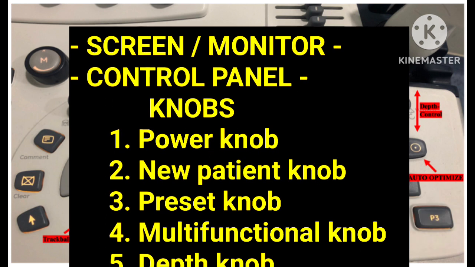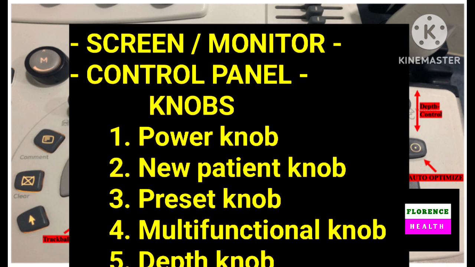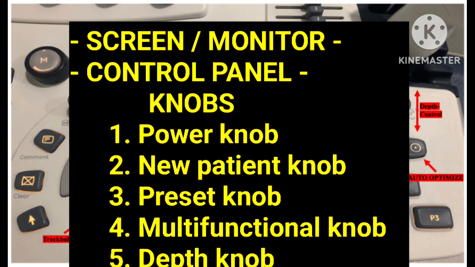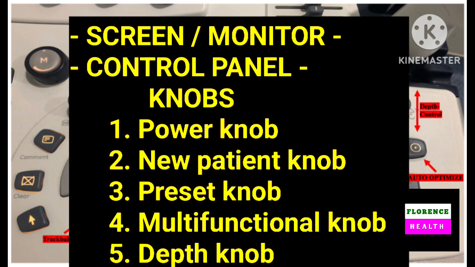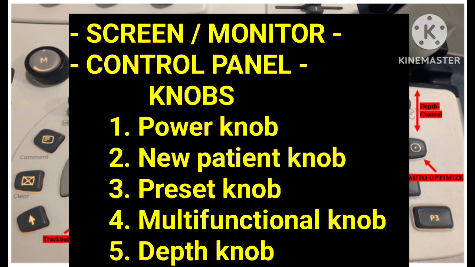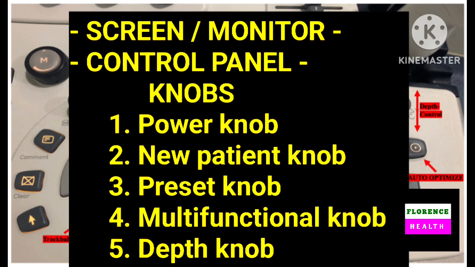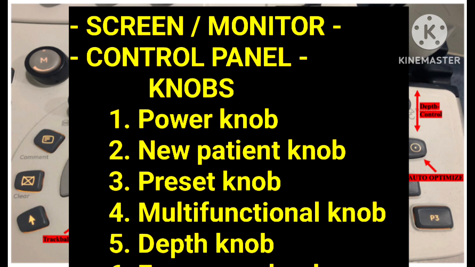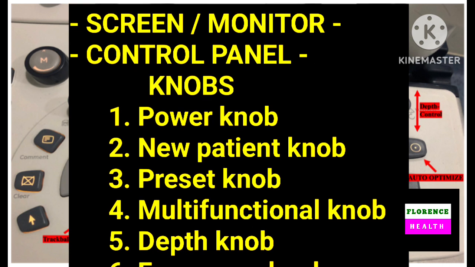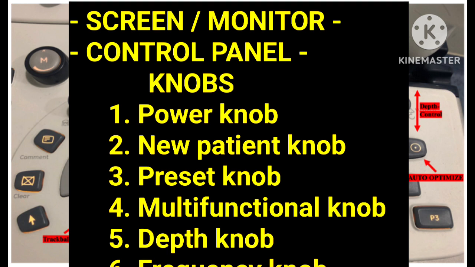Another knob is the frequency knob. Frequency knob is the first knob to use after selection of the probe; you should adjust the frequency accordingly. If you are going to examine an obese patient, the frequency will be towards the lower side. If you are going to examine a thin patient, the frequency should be towards the higher side.